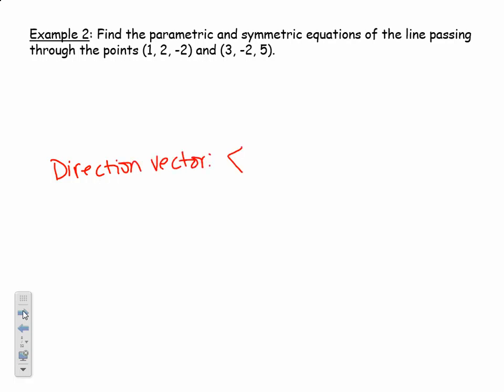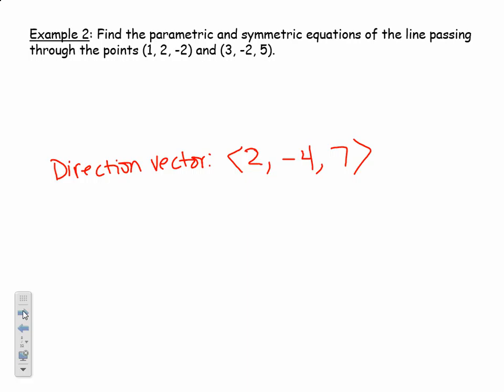would be 3 minus 1, negative 2 minus 2, and 5 minus negative 2. Okay? Then we would have to do what? Oh, we have 2 points. Pick one. It doesn't matter. We can pick one.